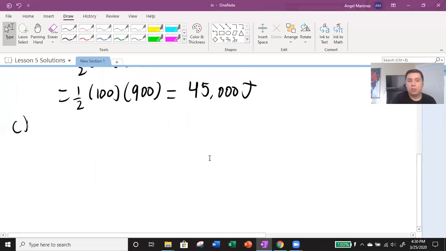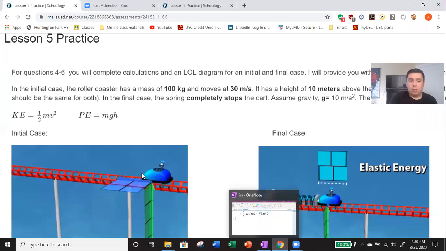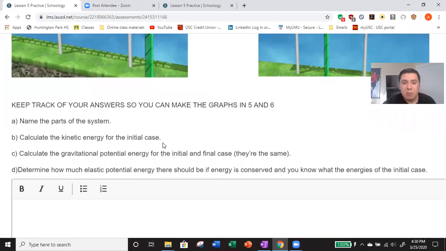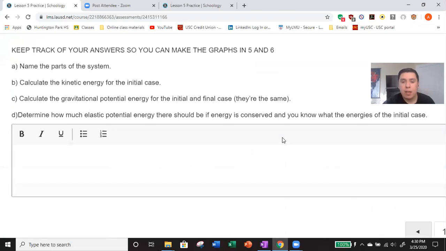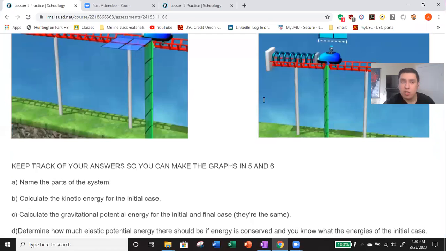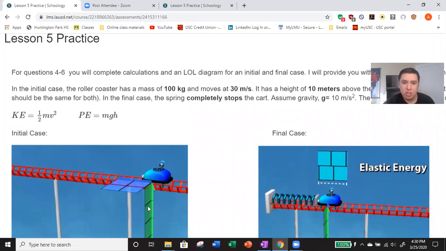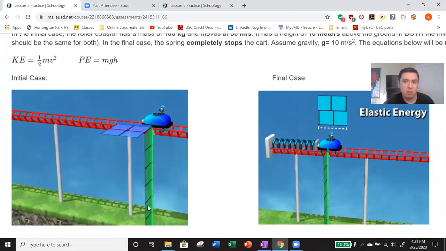C. C says calculate the gravitational potential energy for the initial and final case. So both initially and final, right here and here. And they're both the same. I give you this hint because the height does not change, the gravity does not change, the mass doesn't change. So they're going to be the same number for both cases for gravitational potential energy. Okay, so let me calculate that.